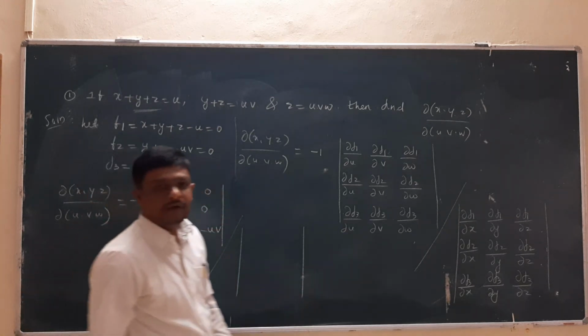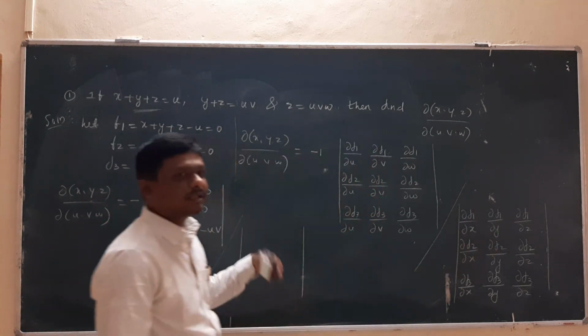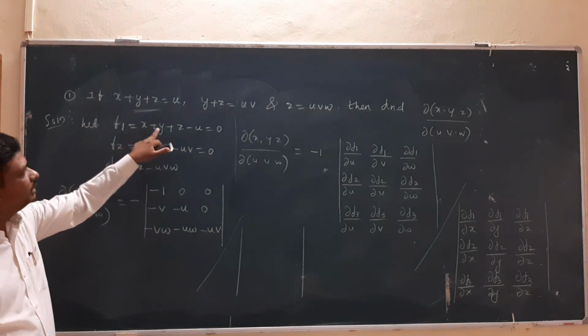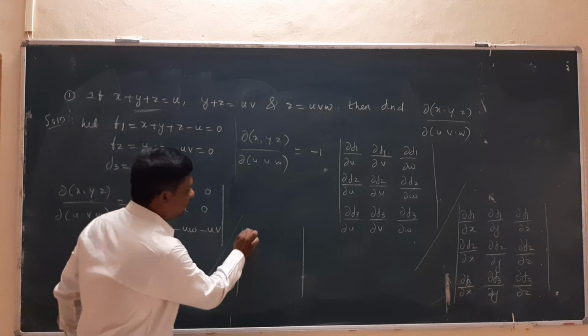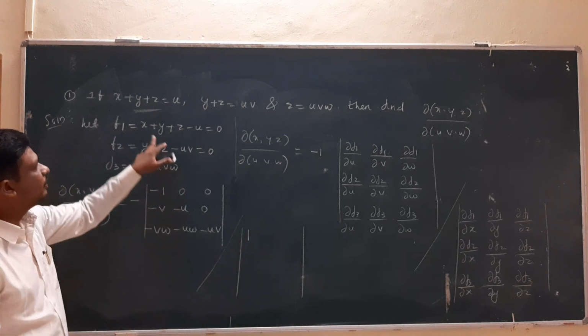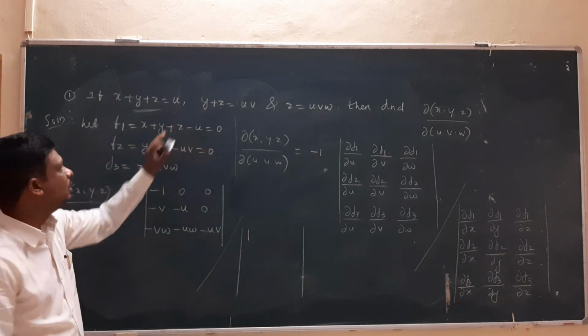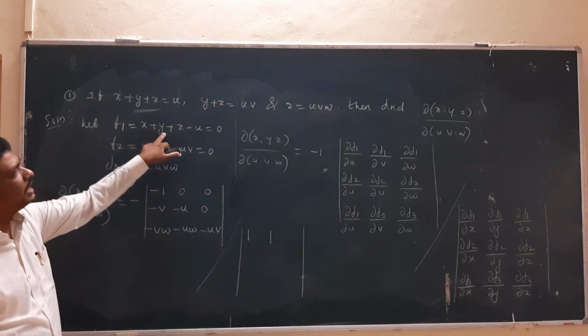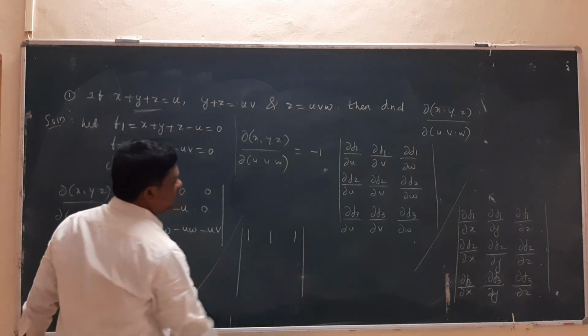So now I will differentiate F1 with respect to x. Other than x, remaining terms become constant. So the derivative of F1 with respect to x is 1. So these other terms become 0. Remaining is 1. F1 with respect to y: x is 0, z is 0, u is 0. Derivative of y is 1. F1 with respect to z, again x is 0, y is 0, u is 0. So the derivative of z is 1.